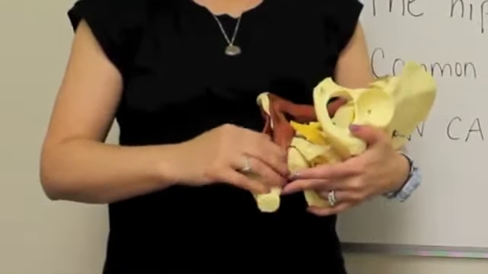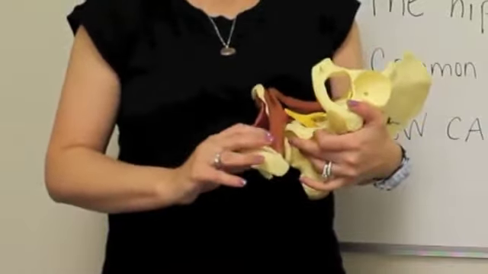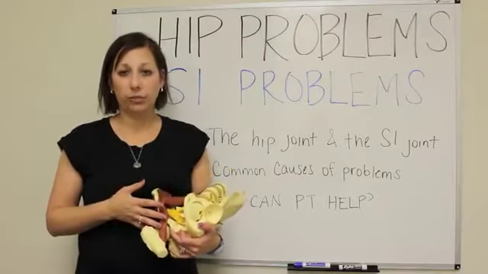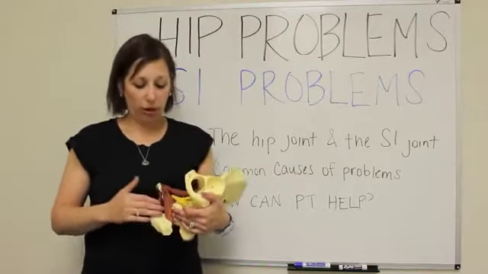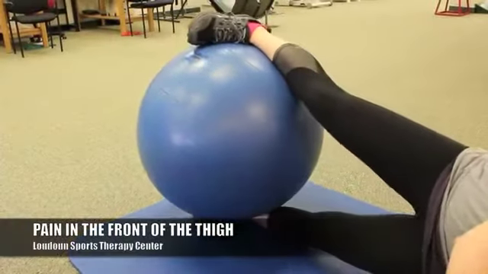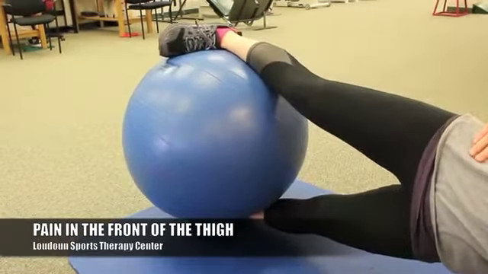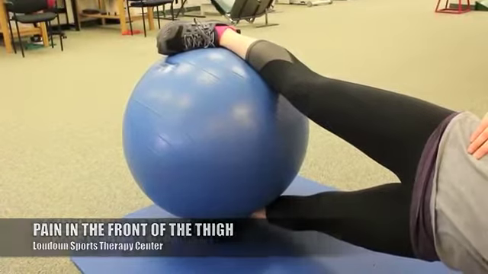Also tendonitis, with some of these muscles that cross the hip here, especially in the front, the tendons which attach this muscle to the bone of the femur will get irritated and inflamed, and that will cause a tendonitis, which is more like an overuse injury. So that will also cause pain in the front of the thigh.